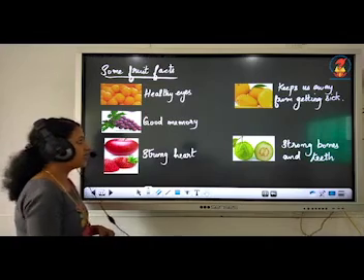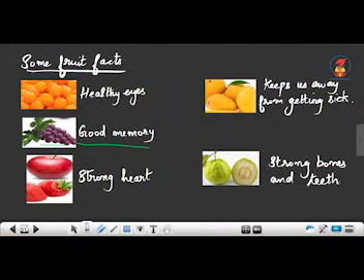Purple and blue colored fruits are good for your memory. Then red colored fruits like apples and strawberries are good for your heart. It keeps your heart healthy and strong. Then yellow colored fruits like mangoes give you immunity. That is, you won't get sick. It keeps us away from getting sick. Then green colored fruits are good for your bones and teeth. Example is guava. Green colored fruits will keep your bones and teeth strong.